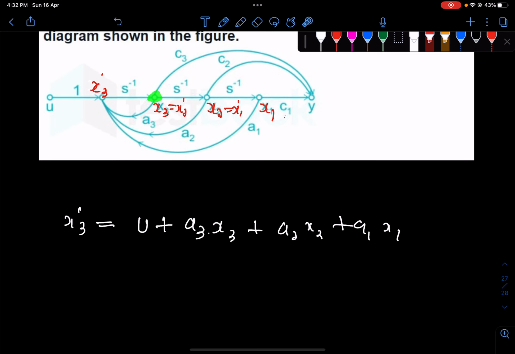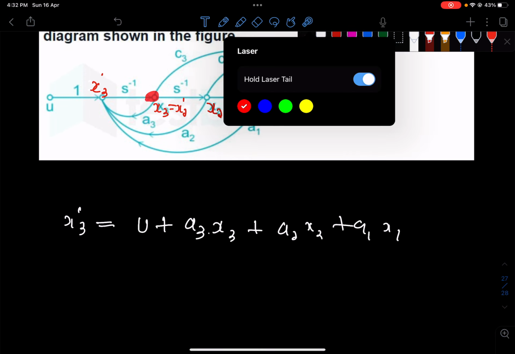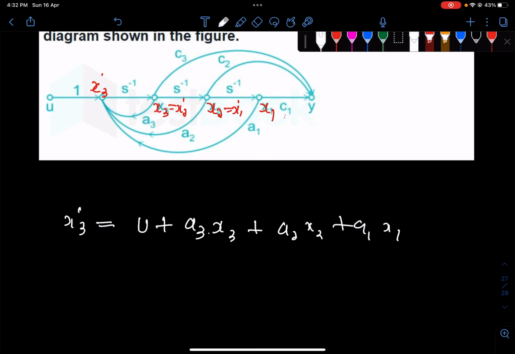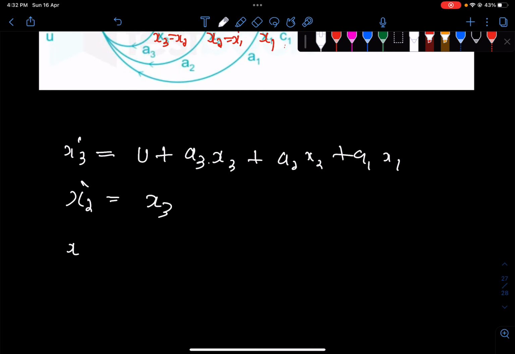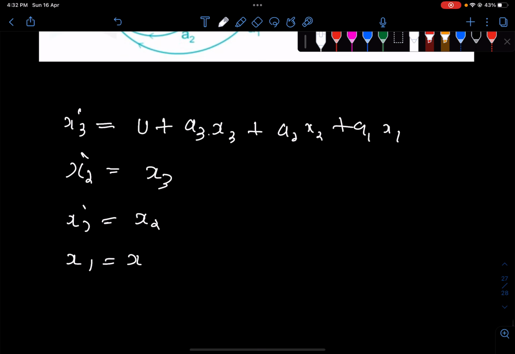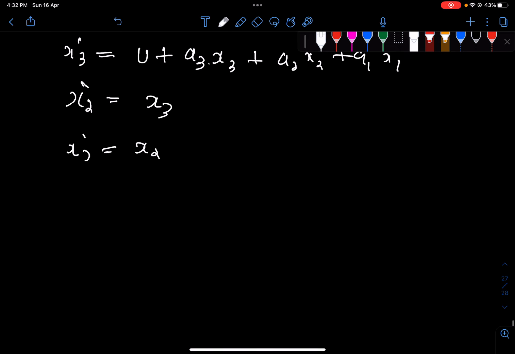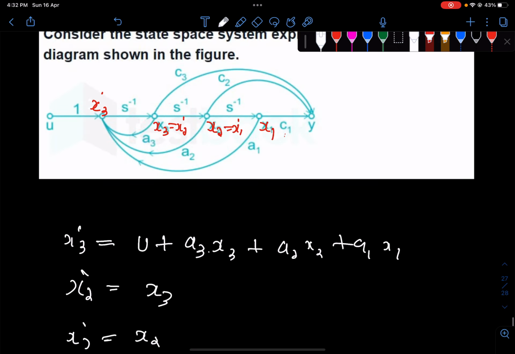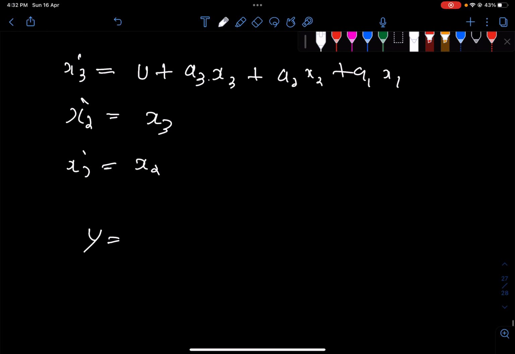Next you consider this one. To that node, what all is coming? x2 dot is equal to only x3 coming. Similarly, x1 dot is equal to x2, and x1 is equal to x1. And y is equal to what? To this node, what all incoming is there? C1 times x1, C2 times x2, C3 times x3. So y is nothing but C1 x1 plus C2 x2 plus C3 x3.